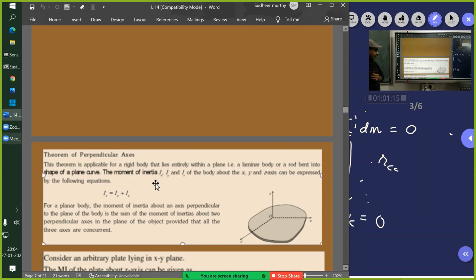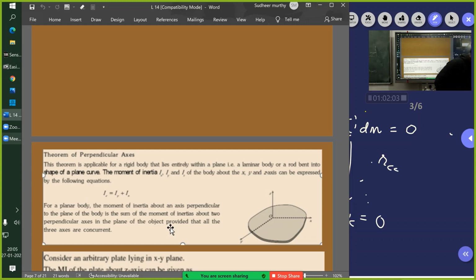Similarly, you have the perpendicular axis theorem, right? So just read this out. The theorem is applicable for a rigid body that lies entirely within a plane. That means you please appreciate that the theorem of perpendicular axis is for a laminar body. It should be a laminar, or a rod bent in the shape of a plane curve. The moment of inertia Ix, Iy, Iz of the body about the X, Y, Z axes can be expressed like this. For a planar body, the moment of inertia about the axis perpendicular to the plane of the body is the sum of the moments of inertia about the two perpendicular axes in the plane. I hope the statement and the diagram are quite clear.